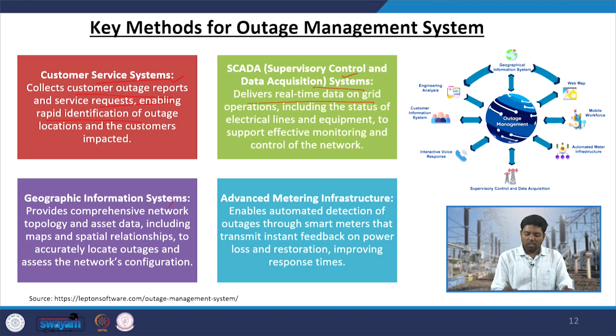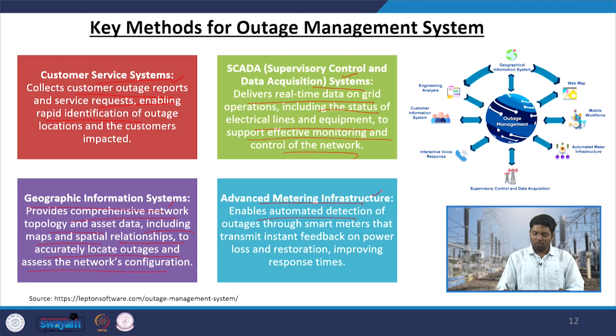SCADA system delivers real time data on grid operations, including the status of electrical lines and equipment, and supports effective monitoring and control of the network. Then you have GIS system, which provides comprehensive network topology and asset data, including maps and spatial relationships to accurately locate an outage and access the network's configuration. Then you have advanced metering infrastructure, which enables automated detection of outages through smart meters that transmit instant feedback.